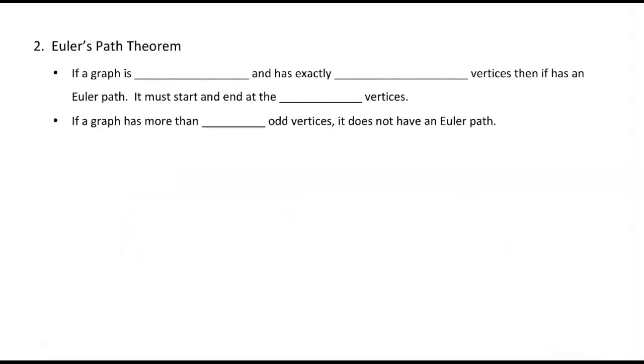Now let's look at the second of Euler's 3 theorems. This one is called Euler's path theorem. Euler's path theorem tells us that if a graph is connected and has exactly 2 odd vertices, then it has an Euler path. It must, however, start and end at those odd vertices. If a graph, however, has more than 2 odd vertices, it does not have an Euler path.